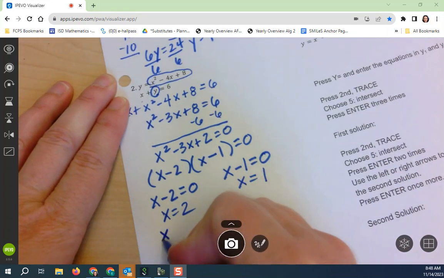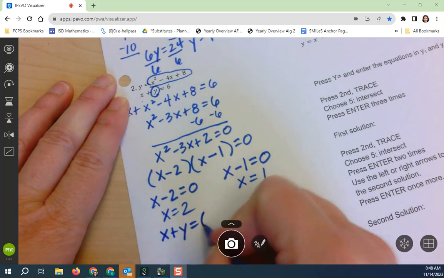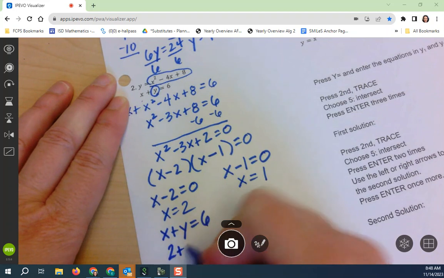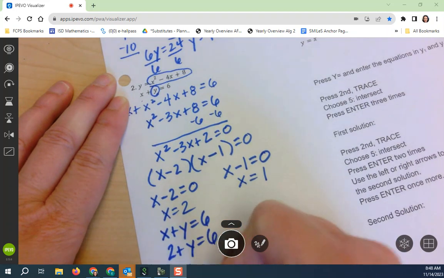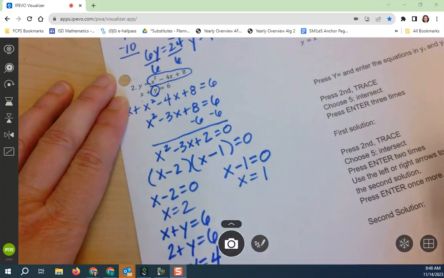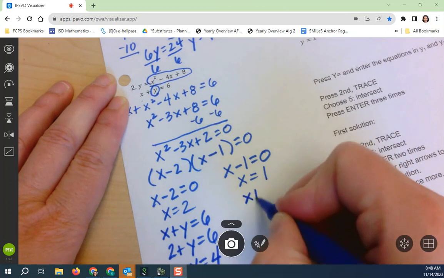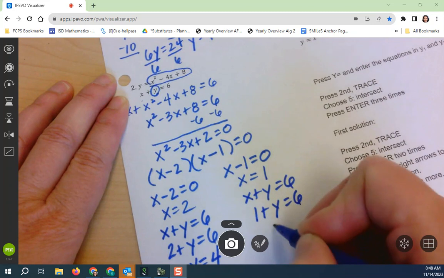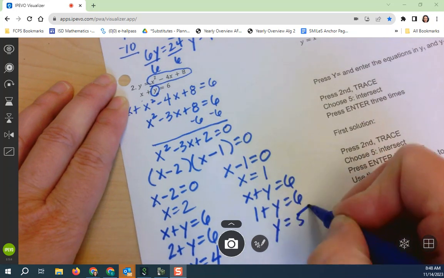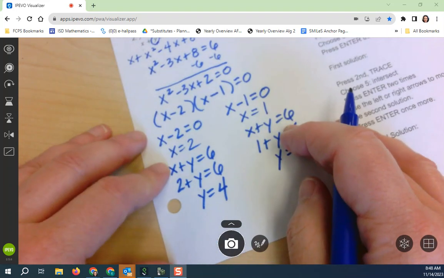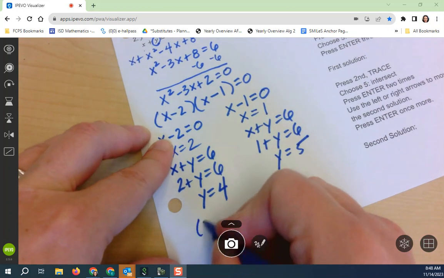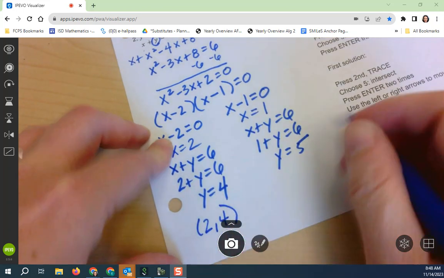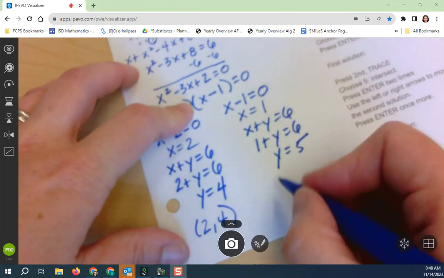So I'm going to use the second equation, x plus y equals 6, and so 2 plus y equals 6, and y equals 4. X plus y equals 6, 1 plus y equals 6, and y equals 5. So over here, 2 comma 4, and 1 comma 5.